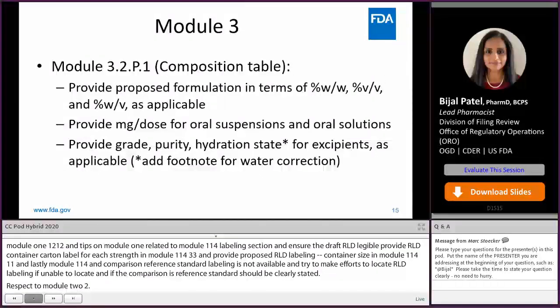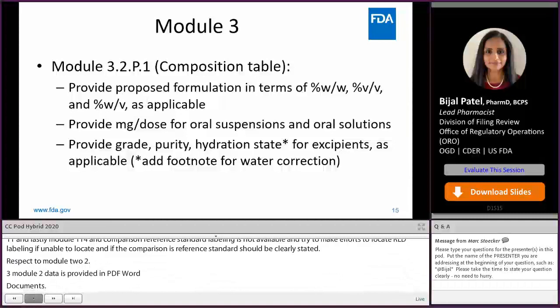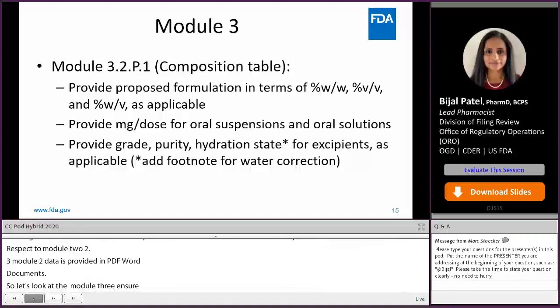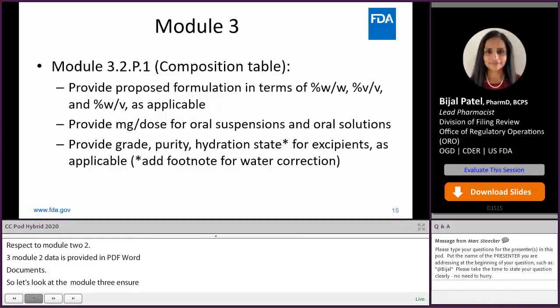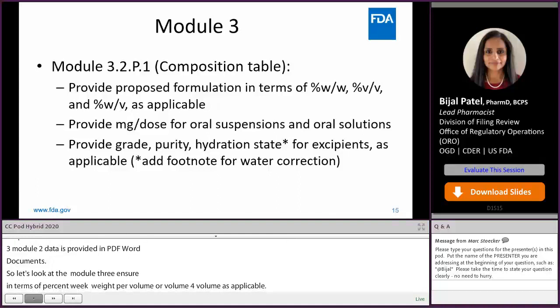Okay, so let's look at the common minors and tips with respect to Module 3. In Module 3.2.P.1, ensure that the composition table contains information on the proposed formulation in terms of percent weight per weight, weight per volume, or volume per volume as applicable. Also, for excipients that are available in different grade, purity, or hydration state, specify the grade, purity, and hydration state of the excipient that is used in your formulation.